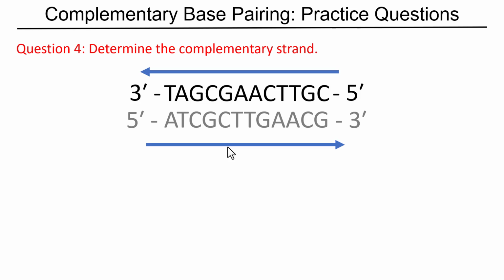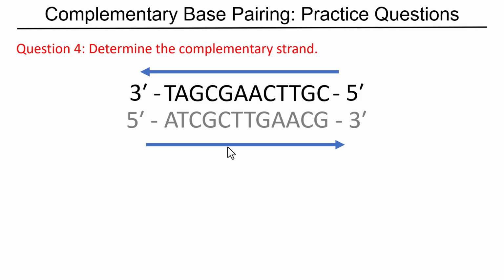So a way to double check yourself here is you should never have a 3' end and another 3' end on the same side. Okay, so with these two strands, you'll never have two 3' ends on the left or two 3' ends on the right. They have to be opposite because they're going in different directions, and that's what the 5' to 3' indicates to us: the beginning of the strand and the end of the strand.